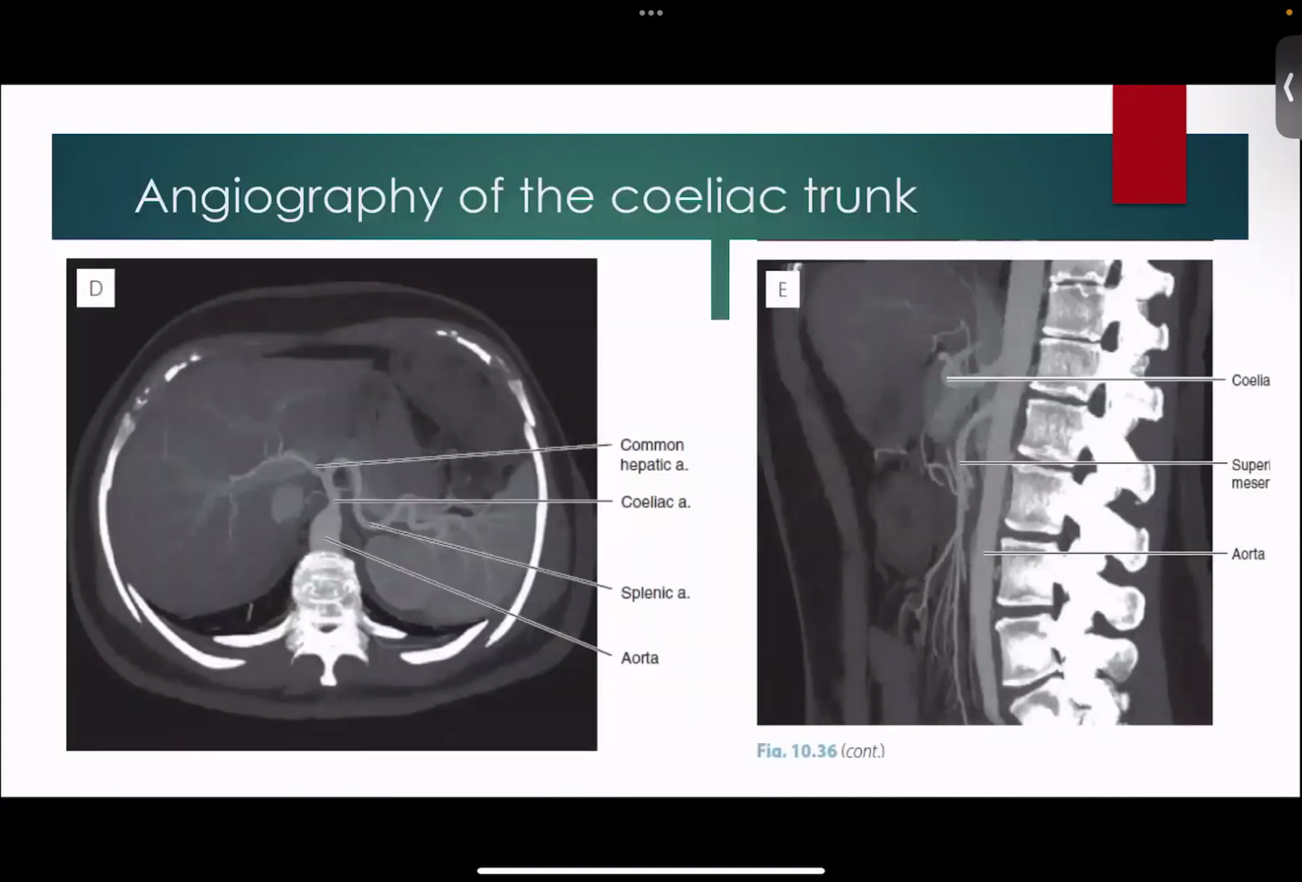This is CT with contrast, showing the branch of celiac trunk. This is axial view, and this is sagittal view. We have the splenic artery and the common hepatic artery. The remaining parts or branch cannot be seen.